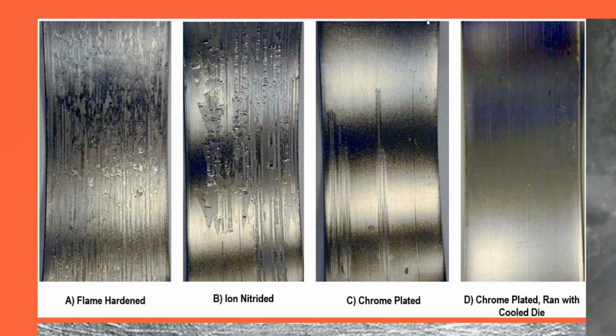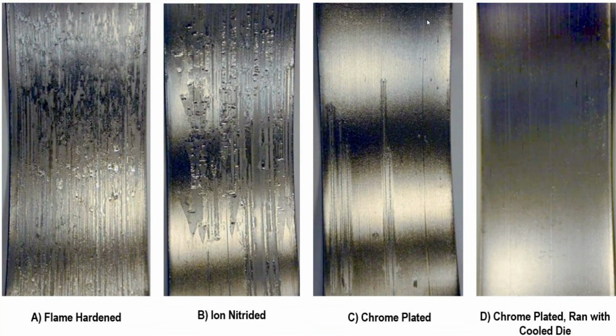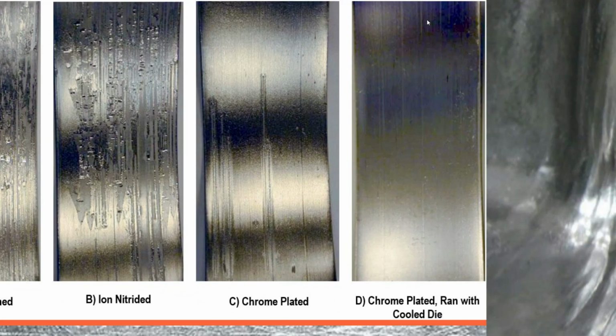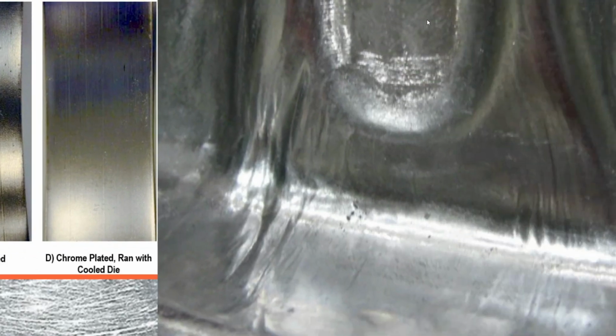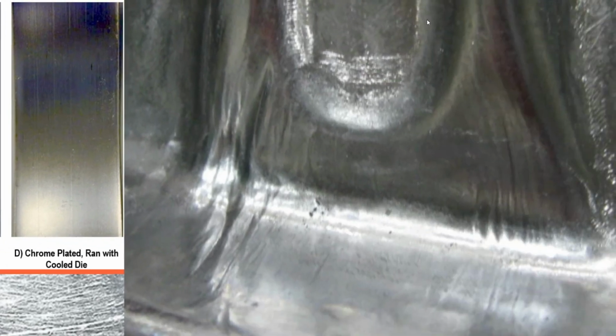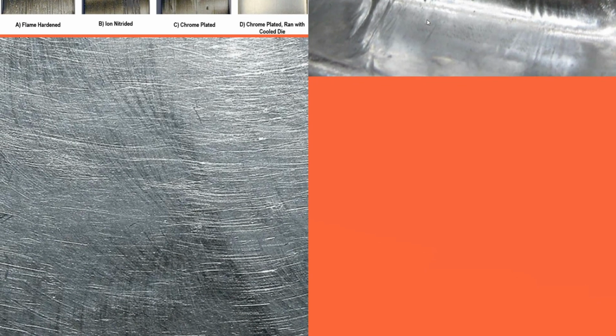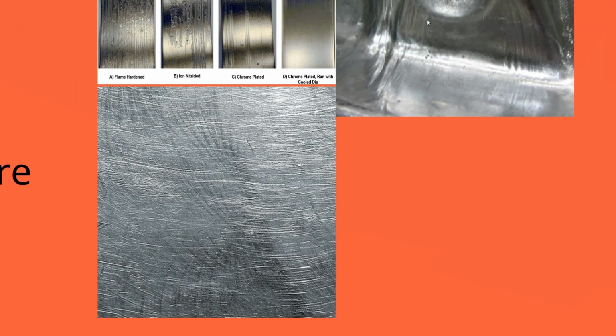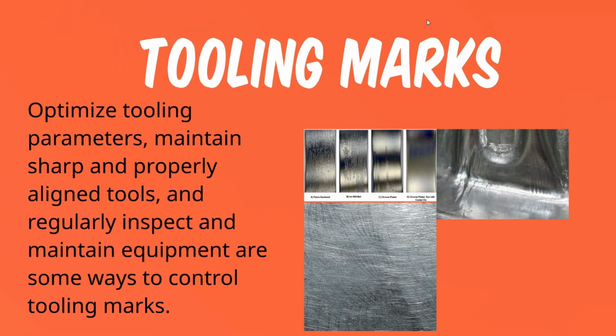8. Tooling marks. The tooling used in press brakes will often leave a surface mark on the bent sheet metal. These marks are called die marks, die lines, or witness marks. Optimize tooling parameters, maintain sharp and properly aligned tools, and regularly inspect and maintain equipment are some ways to control tooling marks. 9. Burrs and sharp edges.